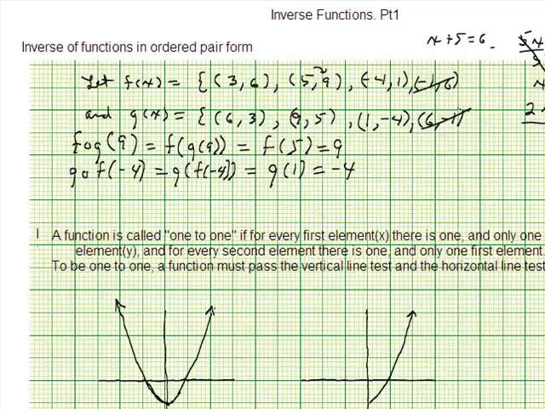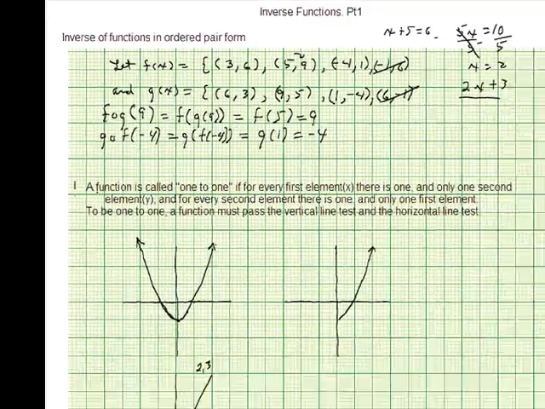And what happened to us was, to a second element 6, we had two different first elements, and so when we reversed that, we no longer had a function. So we need to add something to our definition of function to make it reversible or invertible, and we do that down here in this definition.